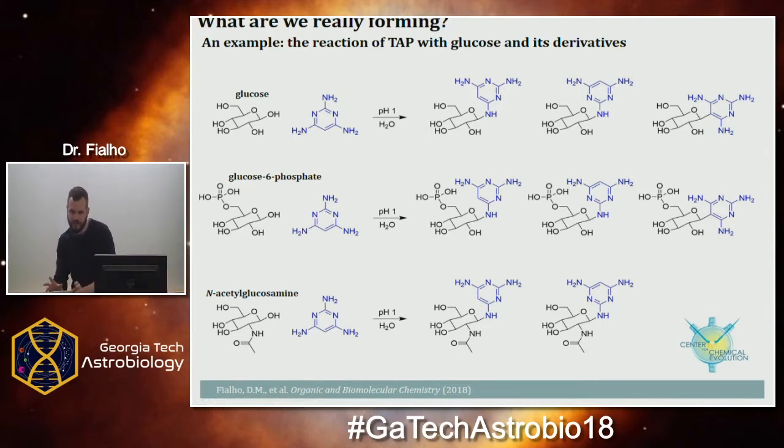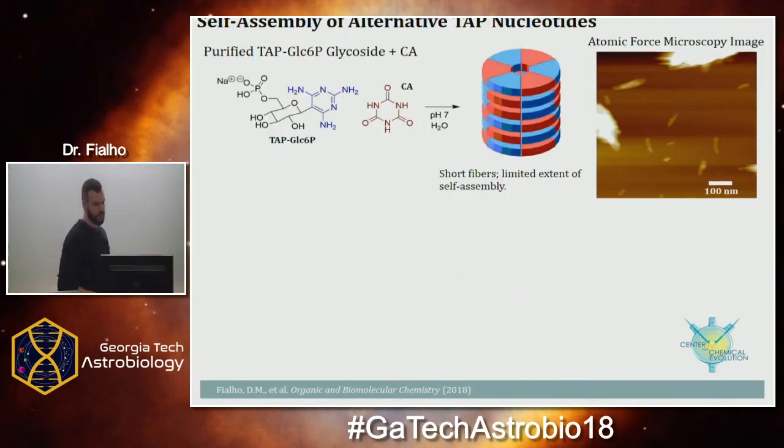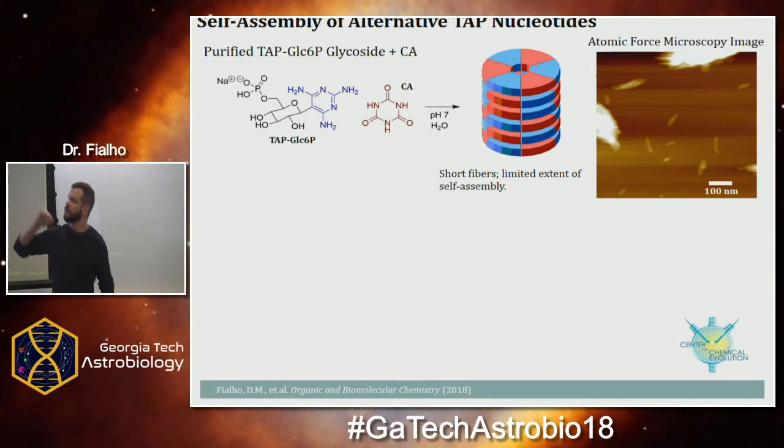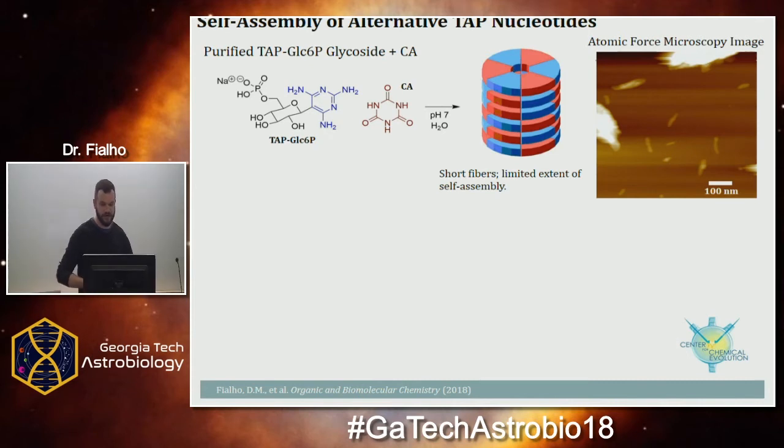Nevertheless, all of these have formed the beta form. So even from a chemical standpoint, there is a level of selectivity that you get that could have led to the first nucleic acids. Another thing we wanted to test with this system was, of course, the propensity for it to assemble. So I purified that compound of TAP and glucose 6-phosphate linked at the carbon atom, and I incubated it with cyanuric acid at the appropriate pH.